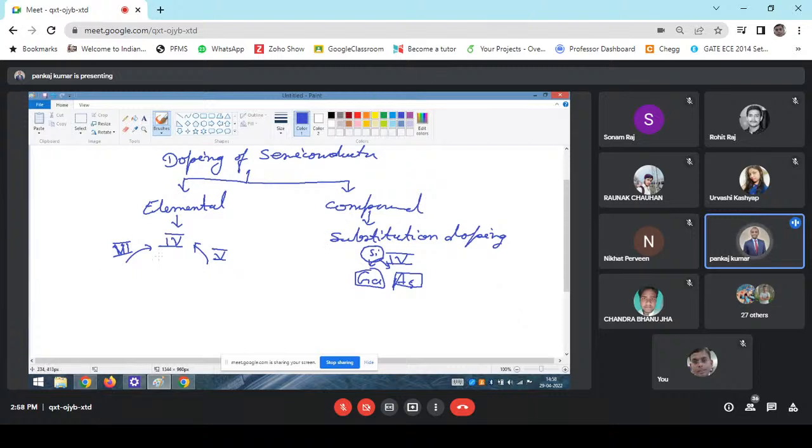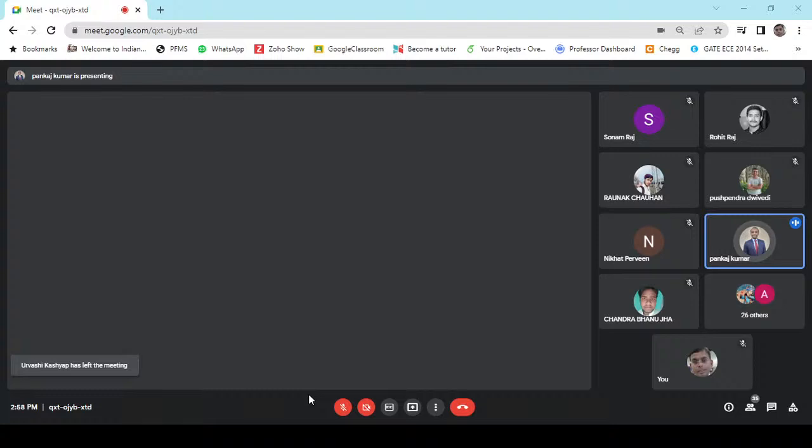Okay, but in elemental semiconductors, when we dope with a pentavalent atom, then it is N type, and once we dope with a third group element, then it is P type. Gallium arsenide.